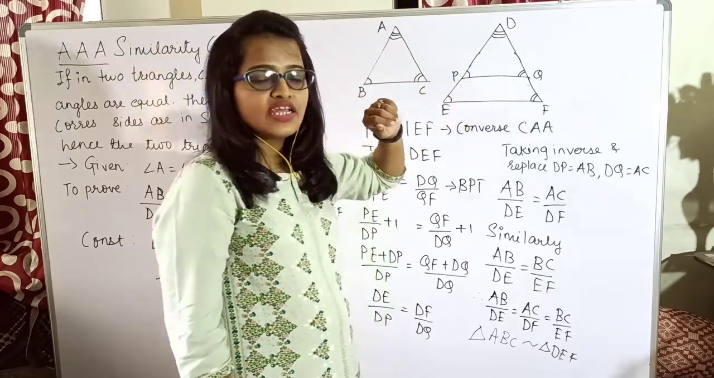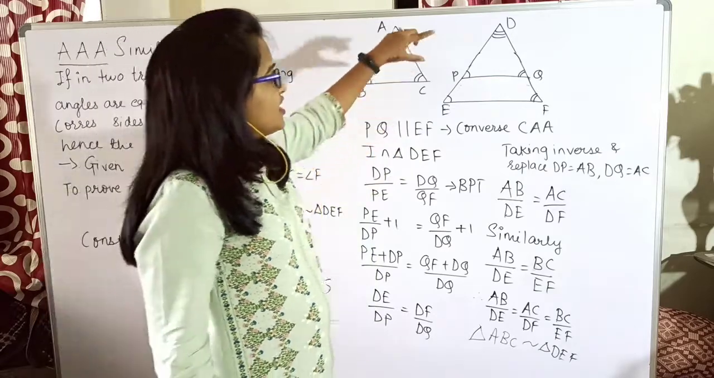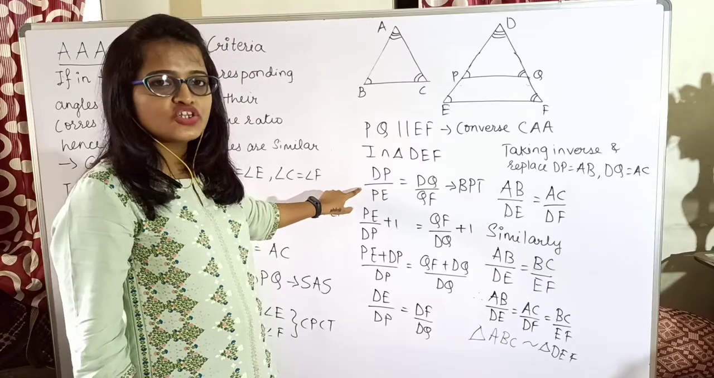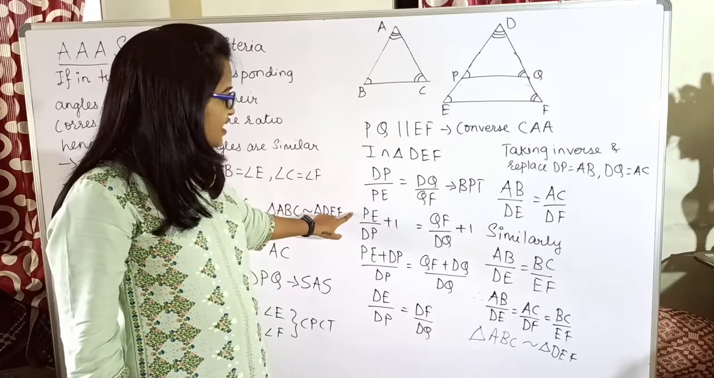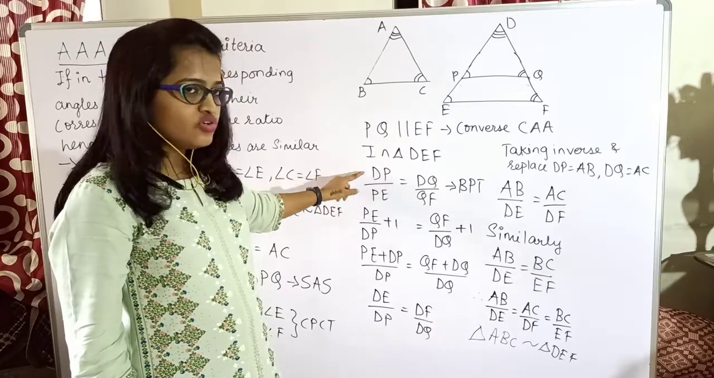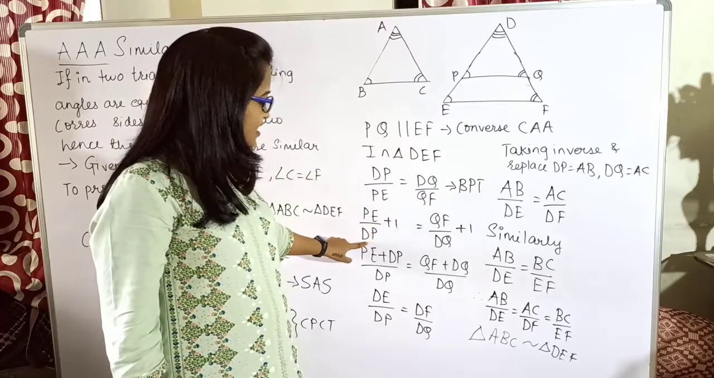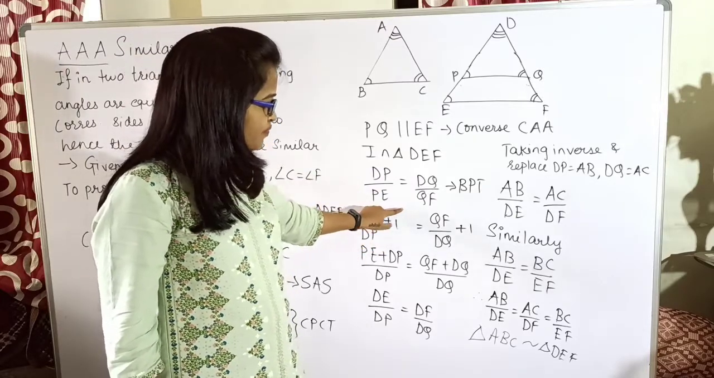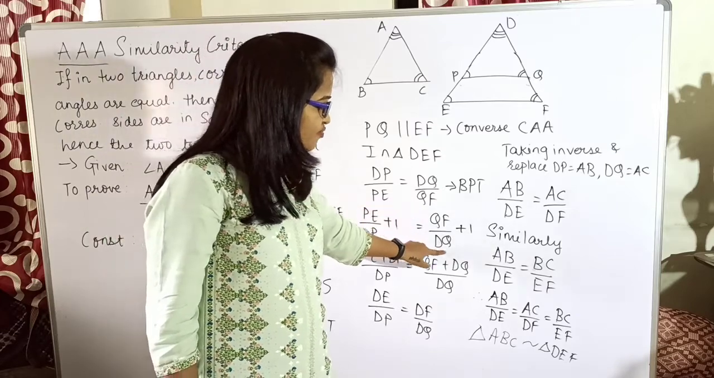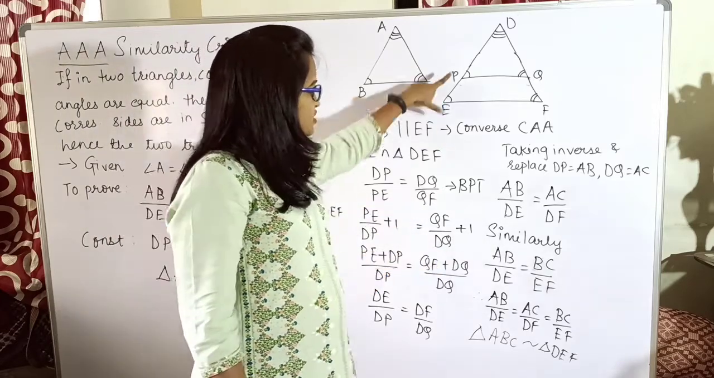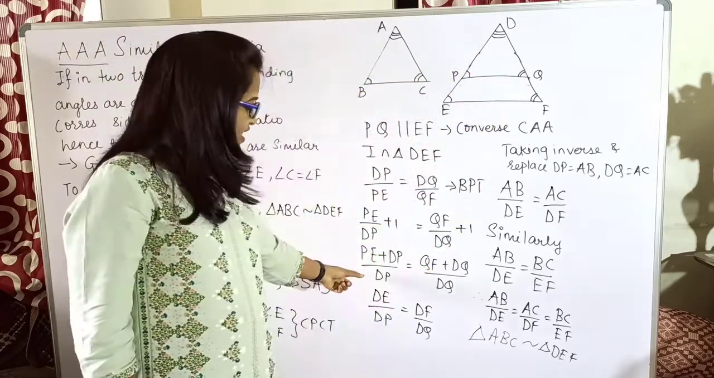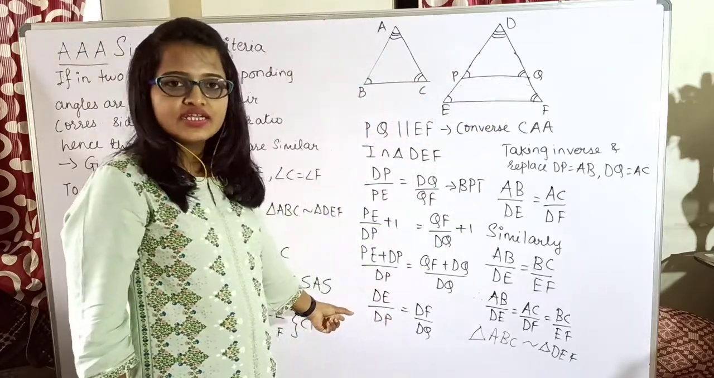But in our relation, I want AB by DE. I can replace DP with AB, but I don't want PE. Instead of PE, I want DE. So I have taken the inverse of this ratio and I have added 1 so that I can take DP as the LCM, and in the numerator I could get PE plus DP. Similarly, on the right side, QF plus DQ, and the addition of these two is the complete length DE, and the addition of these two is the complete length DF, and DP and DQ will remain at the denominators.